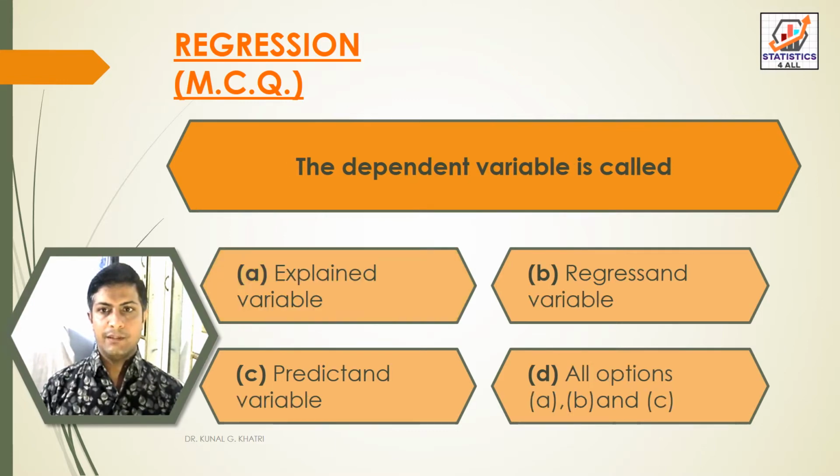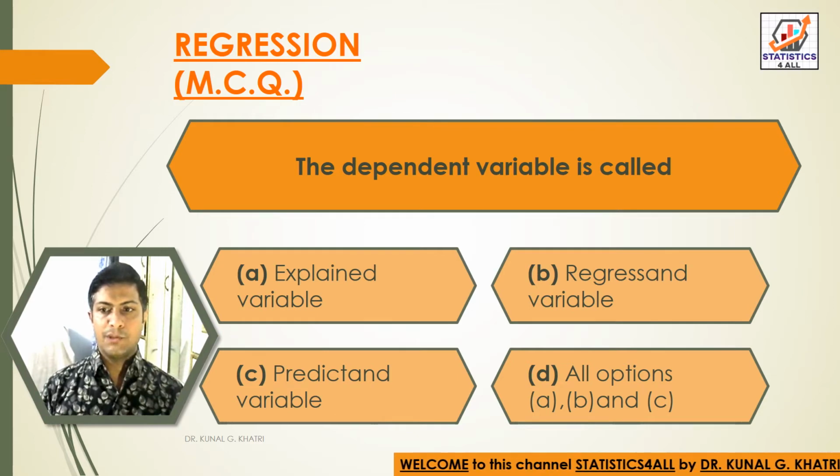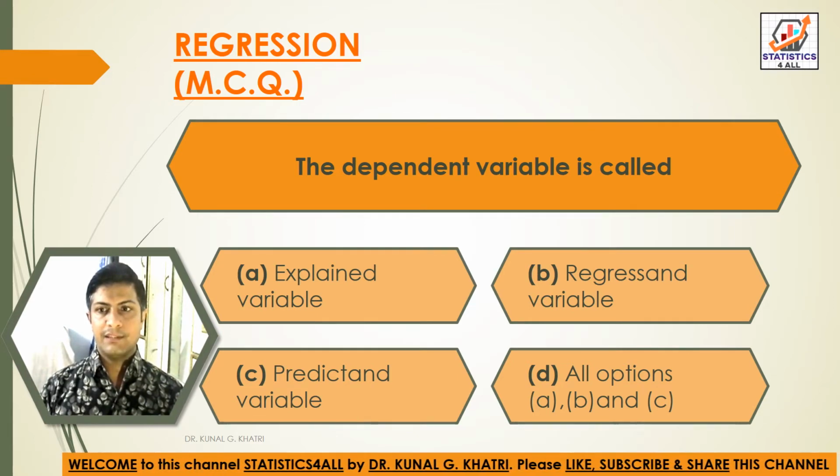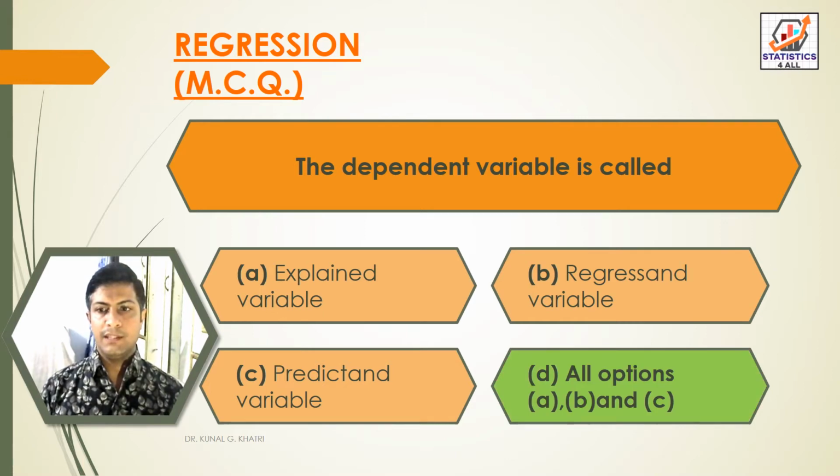Next question. The dependent variable is called option A explained variable, option B regressant variable, option C predictant variable, option D all options A, B and C. So here we have answer option D, that is all options A, B and C, that is explained variable, regressant variable, predictant variable are the dependent variables in regression.